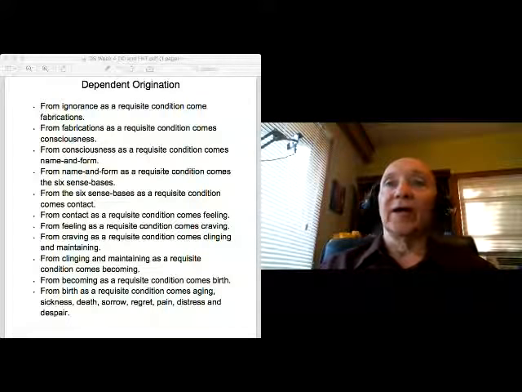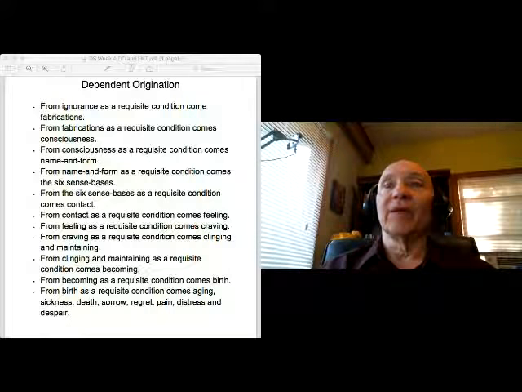And so look at maybe the link from craving as a requisite condition comes clinging and maintaining. If we can interrupt that craving by understanding the process that you create craving through the 6th sense base through desire, then we're interrupting the next link of dependencies, which is clinging and maintaining. So if we can deal with the problem of craving and understand that and abandon craving, we've broken this link of dependencies and we've broken dependent origination. And again, the whole chain of dependencies falls apart.